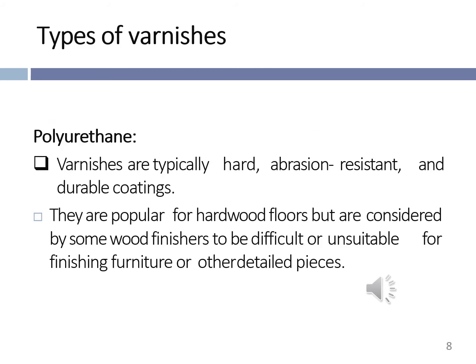Types of varnishes. So what are the types of varnishes? The first type of varnish is polyurethane. So what are polyurethane varnishes and what is their role? Polyurethane is a synthetic resin and a type of varnish used in finishing of floors, cabinets and other woodworks.